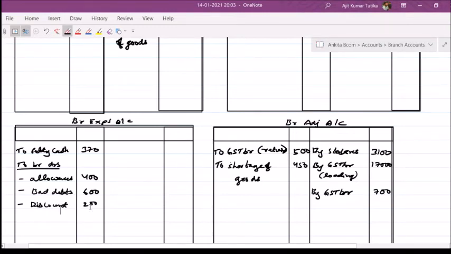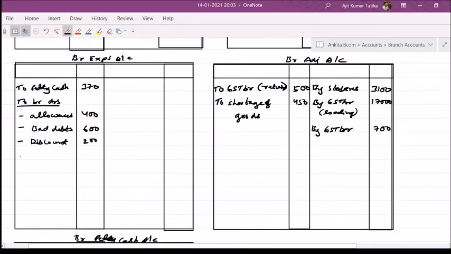Rent and taxes, salaries and wages, and advertisement. These are basically expenses of the branch. So money will be paid by the head office to bank. Rent and taxes, salaries and wages, $2,000, and you have advertisement of 400 rupees.